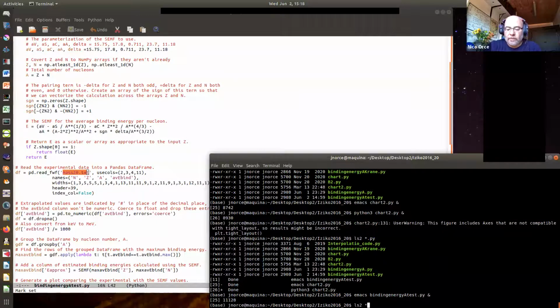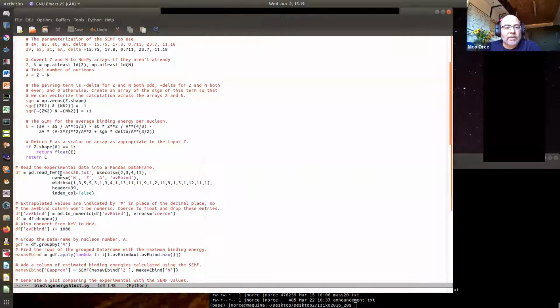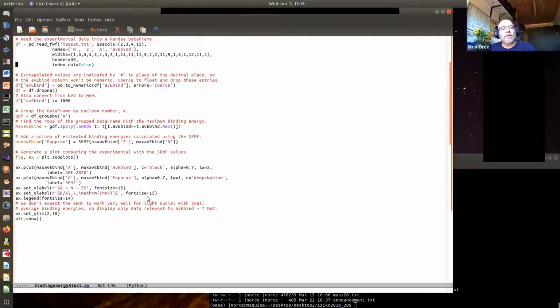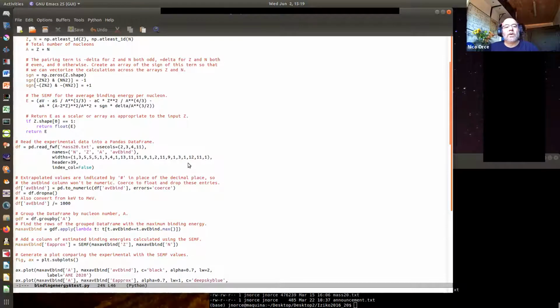So here it is. I also have the mass16.txt, but I'm using the latest one. And you just call it whatever the file is, save it and call it whatever you want, and just use the name that you have called it here, right? Okay, good point.